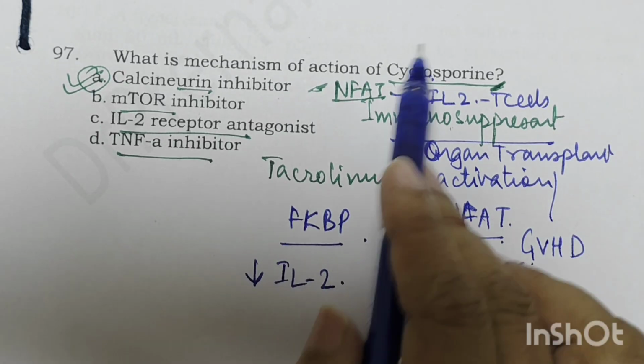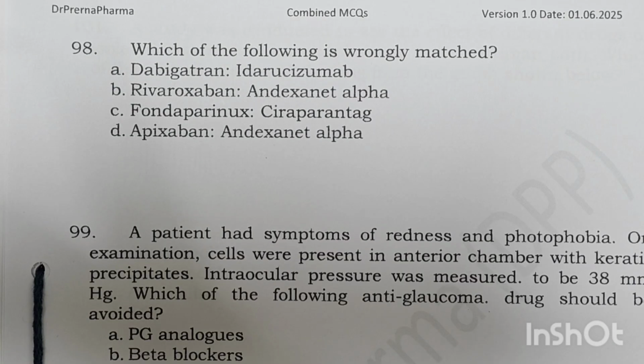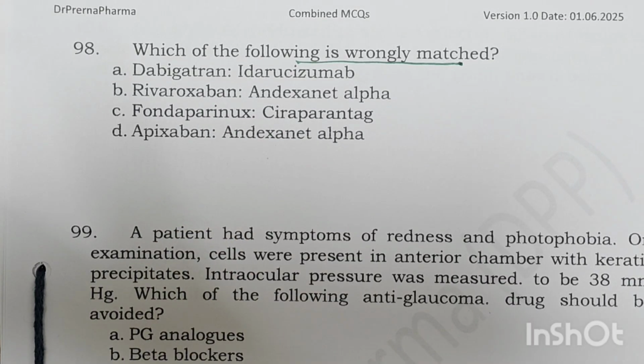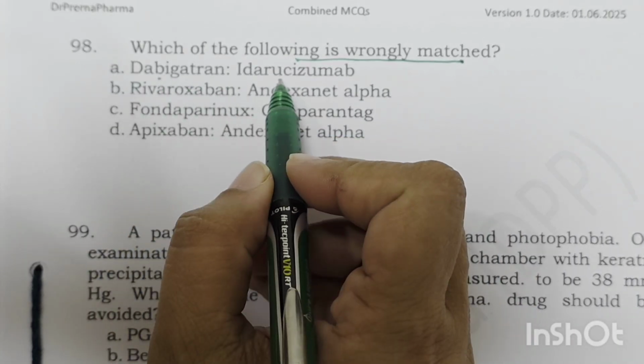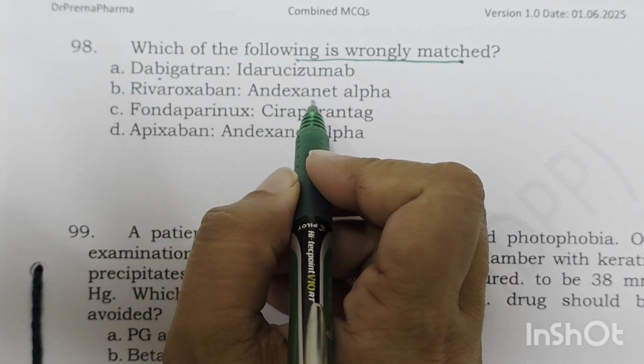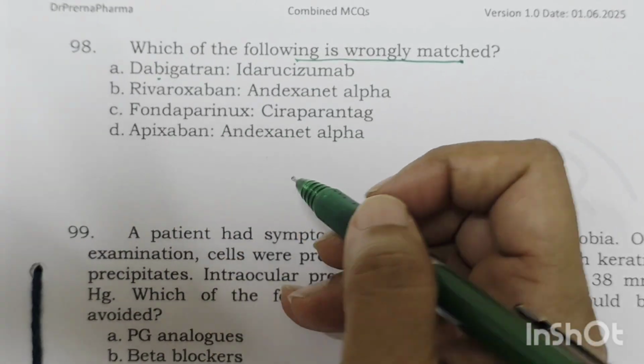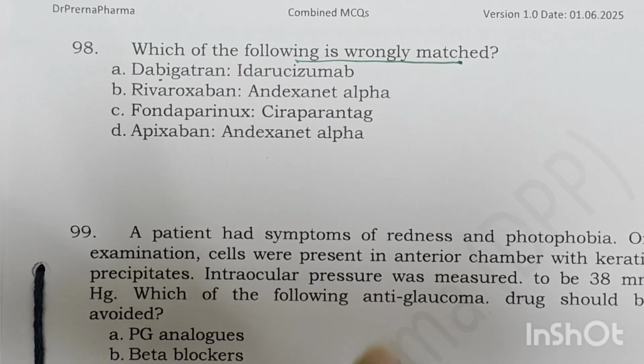So this is the detail about the cyclosporin. Next question is, which of the following is wrongly matched? Okay, so now this is a question on the anticoagulants. Here the options that are given are dabigatran, idarucizumab, rivaroxaban, andexanet, fondaparinux, and ciraparantag, and apixaban is andexanet. Now in this, it is important that you remember them.